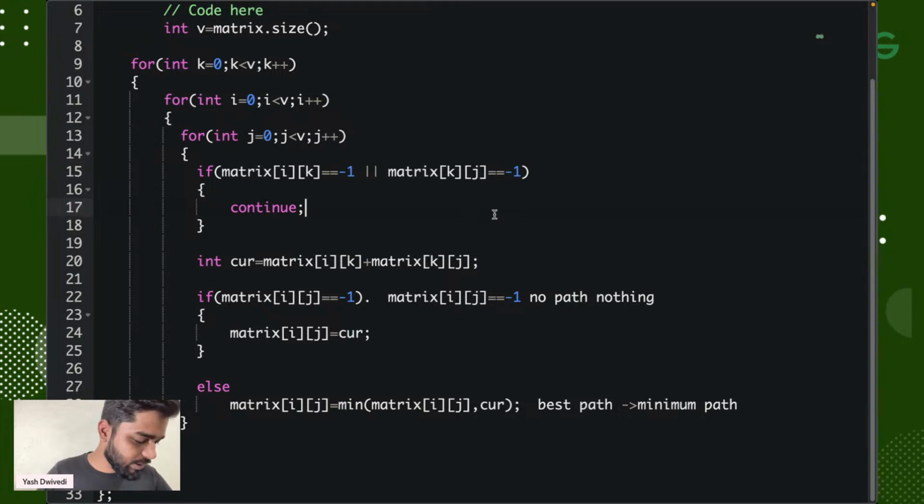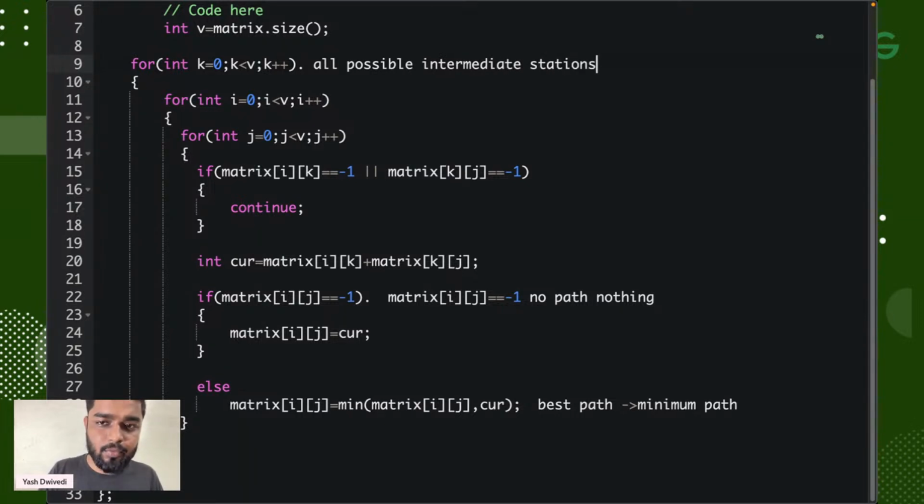Okay, is the order of n cube important? Like we run the loops from i to k. Basically from i to j you want to find the path, and you want to run for all possible intermediate stations, right? So if you want to run for all possible intermediate stations, in that case you need to run a loop for that as well.